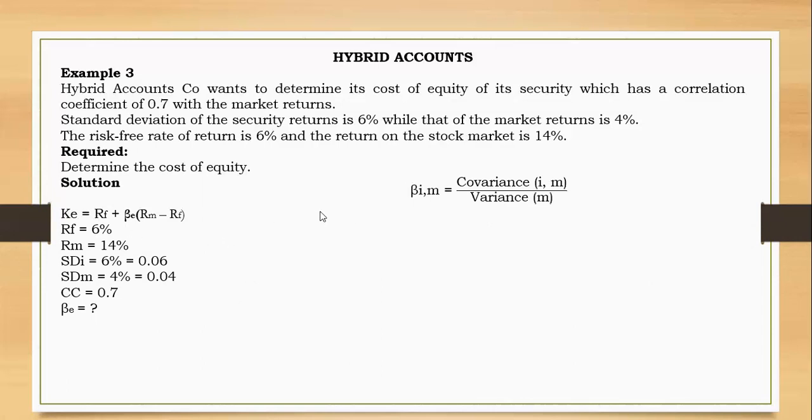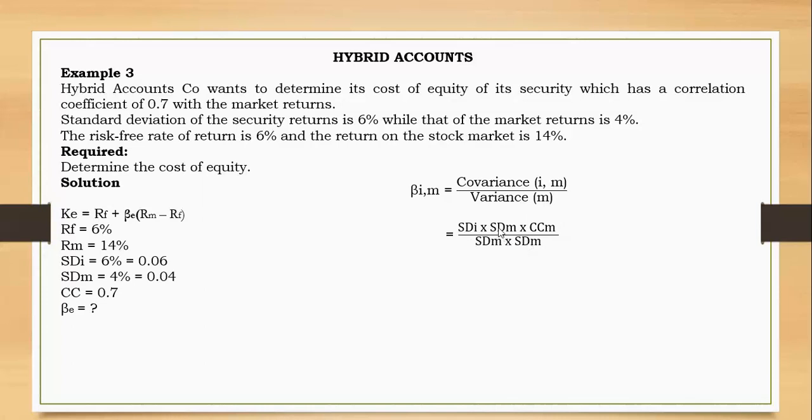If you're not given it, the beta of the security with reference to the market is obtained as the covariance between the security and the market divided by the variance of the market. The covariance of the security and market equals the standard deviation of the security times the standard deviation of the market times the correlation coefficient between the security and the market, divided by the variance. Now the variance equals the square of the standard deviation, so the variance of the market would be equal to the standard deviation of the market times the standard deviation of the market.